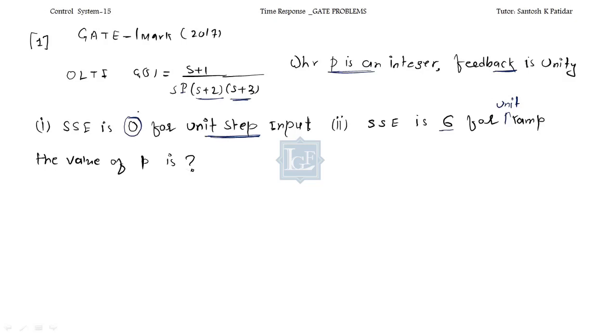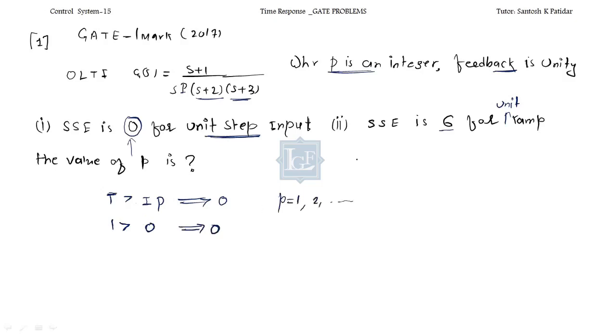Here p denotes the type of the system. If the type is greater than the input, you will get 0. In this case, if your input is a unit step, the input is 0 and the type is 1, so definitely you will get 0. So this p should be 1, or it may be 1, 2, 3, whatever.